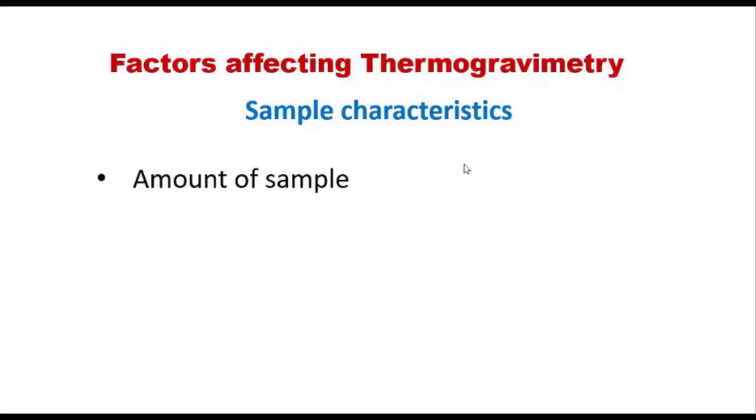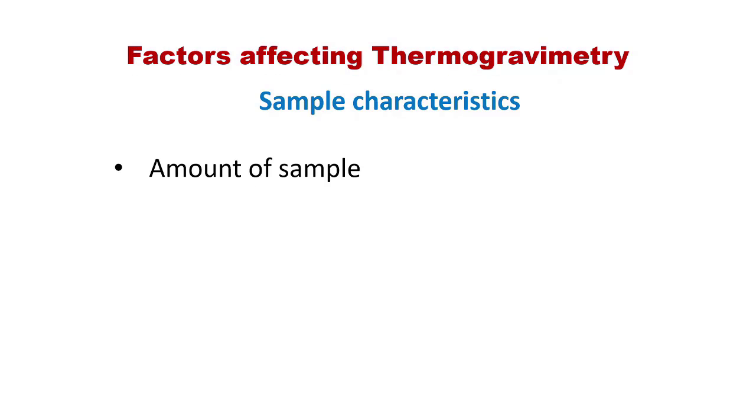Now amount of sample. If a large amount of sample is taken, then there is a deviation from linearity, and especially this is for fast and exothermic reactions. For example, in the reaction where calcium oxalate decomposes to give calcium carbonate plus carbon dioxide. This is a fast exothermic reaction. So in this case, the amount of sample will be affecting. Amount of sample is also important if we want to detect the intermediate compounds. So if we want to detect the presence of intermediate compounds, then it is better to use small samples.